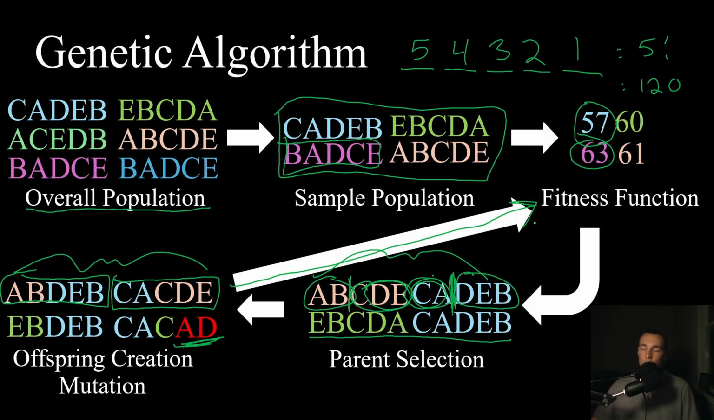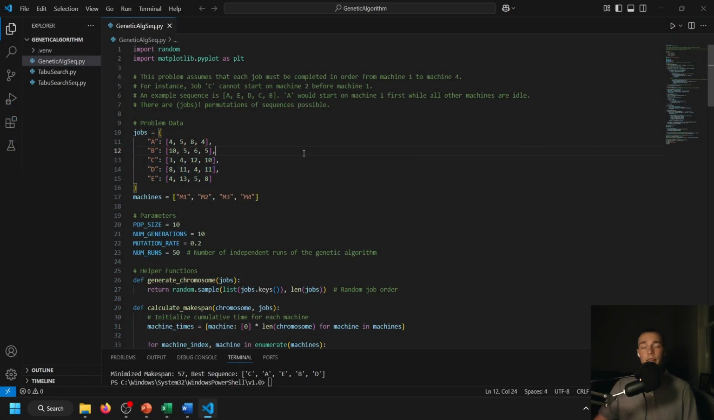You can say how many generations it runs for, how big the sample population is, how probabilistic the mutation rate is, and etc. And now to show the genetic algorithm in action, I wrote a Python script to solve the same problem we saw before with the CDS algorithm. And here we are in VS Code. Recall that we have jobs A, B, C, D, and E, and those are right here.